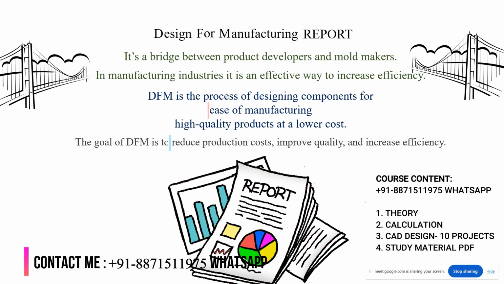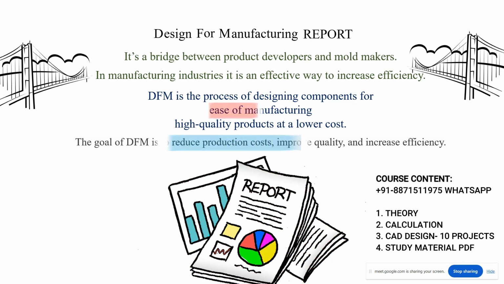So basically you can see that in the manufacturing industry, it is an effective way to increase efficiency. DFM is the process of designing a component which, as I told you, is easy to manufacture, for a high quality product at a lower cost. The goal of DFM is to reduce the production cost, improve quality, and increase efficiency. This is a very important point here.